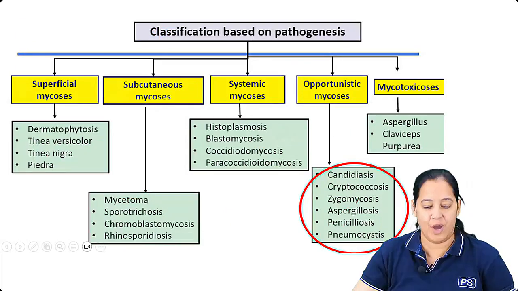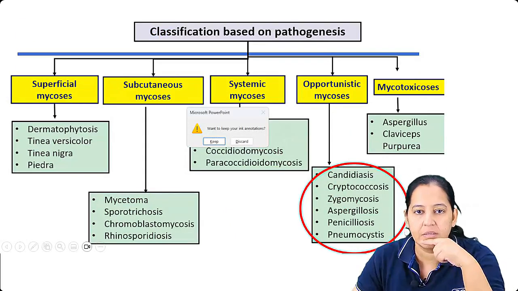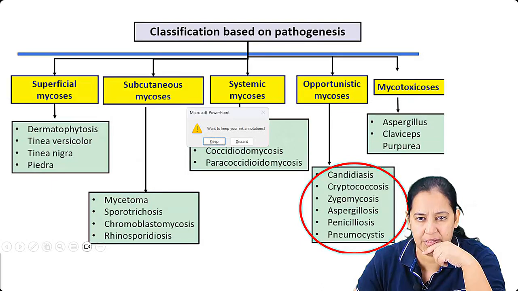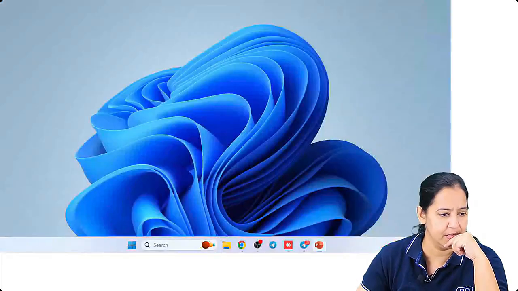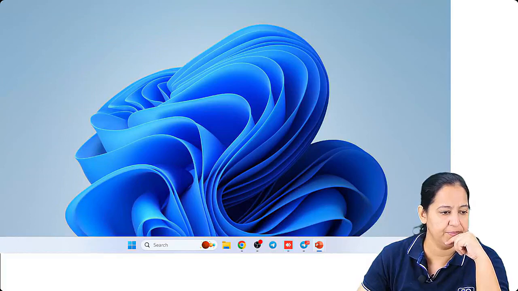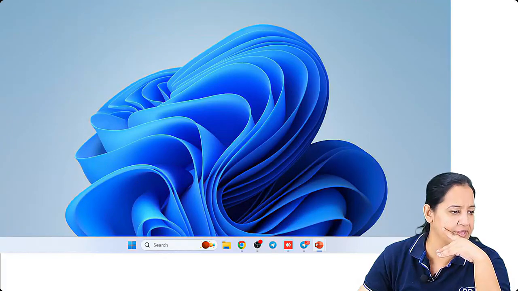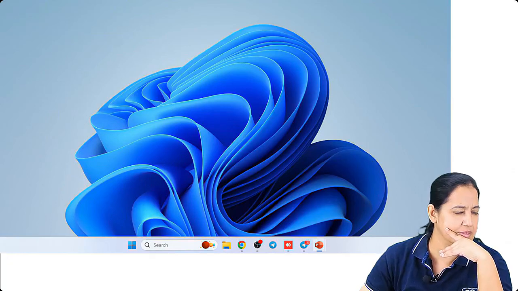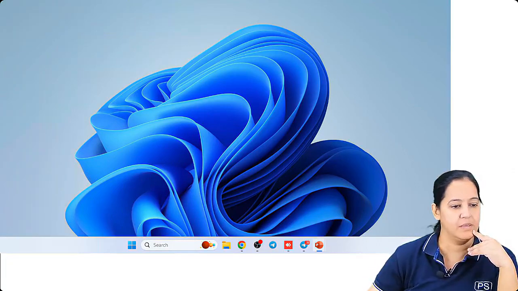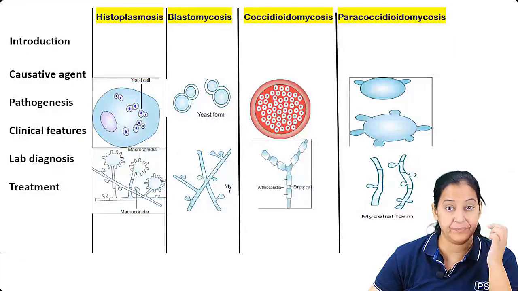So let me show you. I want to show you a chart again. Okay, just a second. Give me a minute. I want to show you the same chart comparing all these four together. I forgot to put it in this PPT. I guess this one. No, not this one. I guess it's there. Ah, this one. Okay. Can you see this chart?